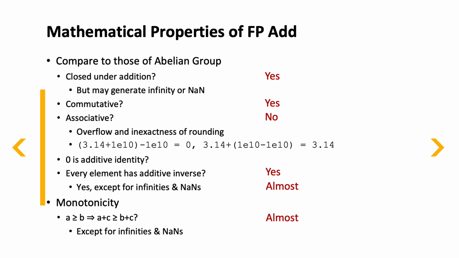So let's look at floating point addition, and we can compare to the kinds of properties that we talk about when we're dealing with an abelian group. Now, remember, an abelian group is basically just a group of things that you can apply commutativity to. So let's go through these one by one, and we'll talk about what we mean.